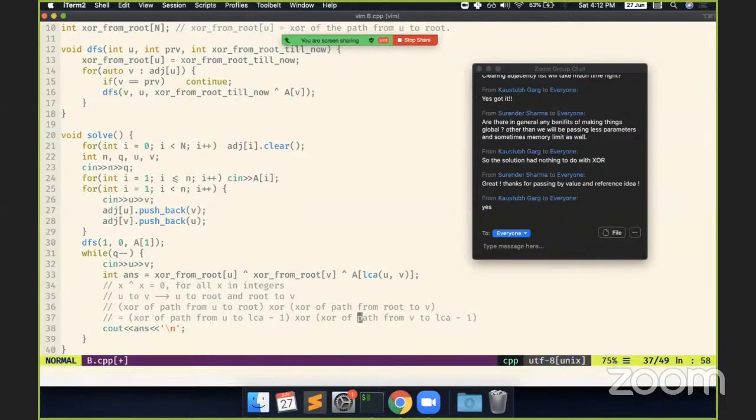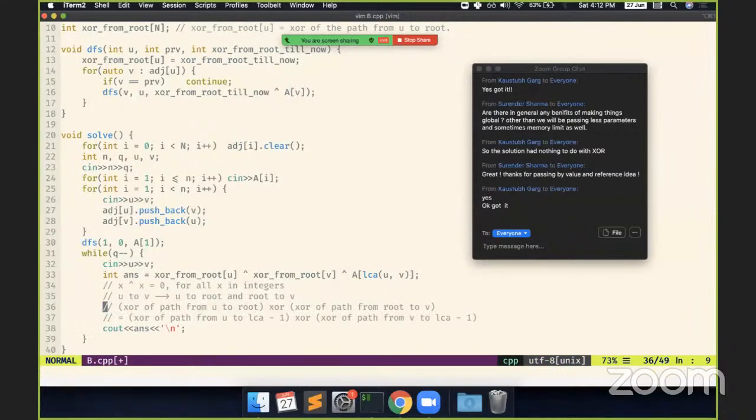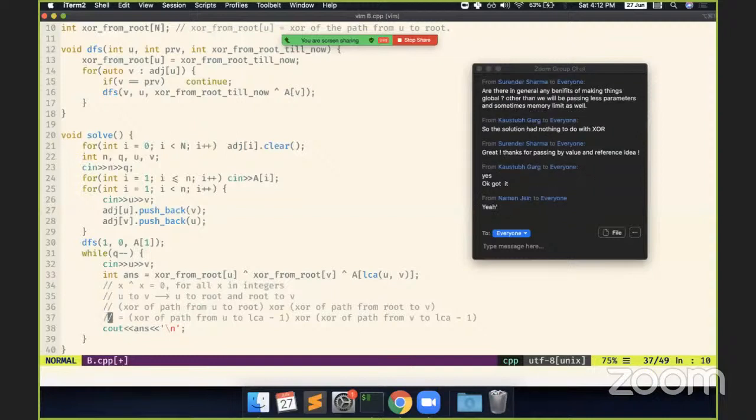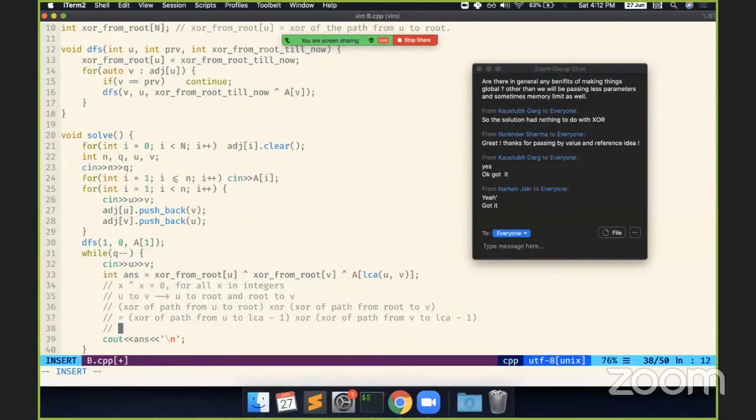Do you get this idea? Basically everything above the LCA cancels out with itself. Let's say the LCA is node 7 and above it there are 5 nodes till the root. Then all those guys just cancel out their XOR values, including the LCA. The LCA also cancels out its XOR value. So that's why you need to eventually XOR again with the LCA, because the LCA is not included. If you just do the first 2 XORs, your answer will be just this much.